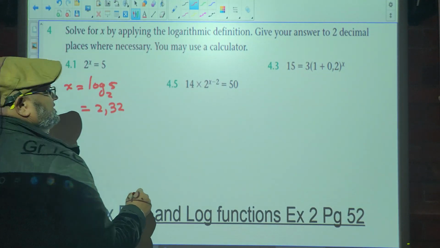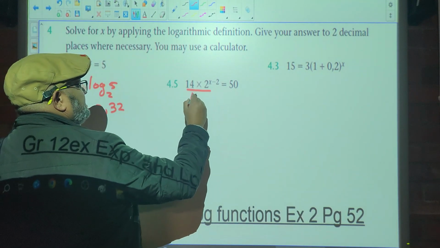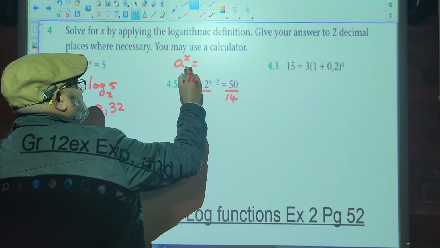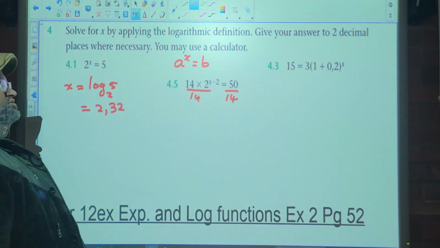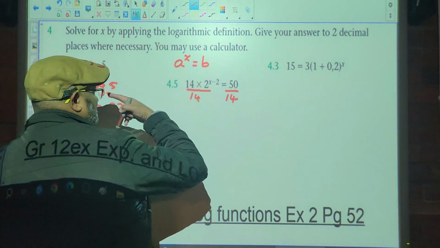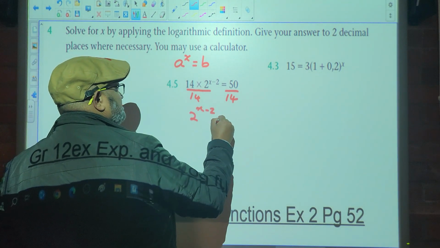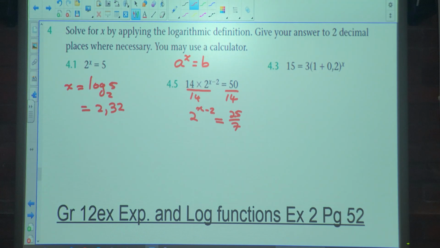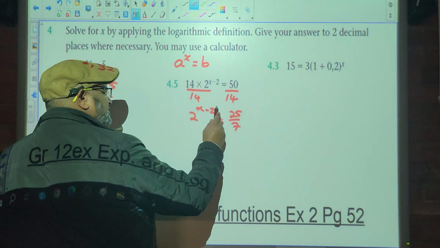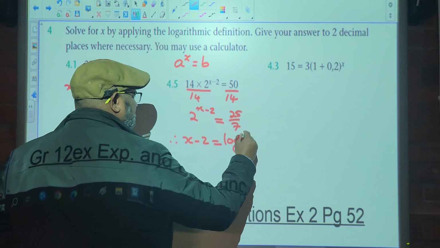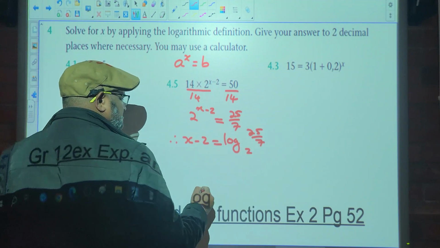Okay. So what do we do first? We divide by 14 on both sides. We want the exponential form to be a times b to the x equals c. That's the form we want, so that we can write it in log form. So it's going to be 2 to the x minus 2 is equal to 25 over 7, or you can leave it as 50 over 14. Okay? So what do we get now? That must be the subject of the formula, not so? So therefore x minus 2 is equal to log 25 over 7 base 2.